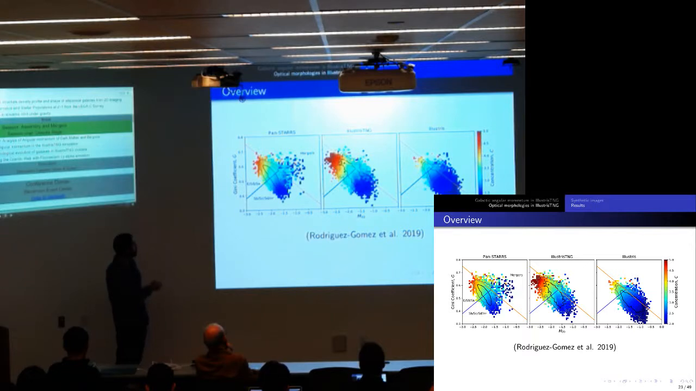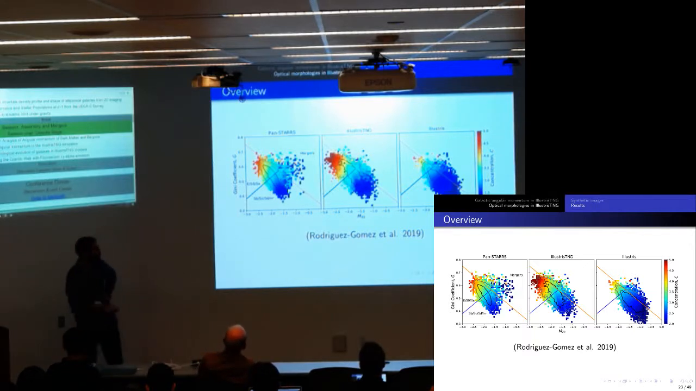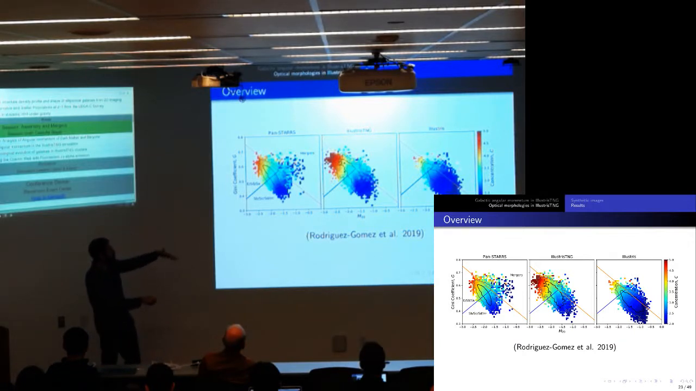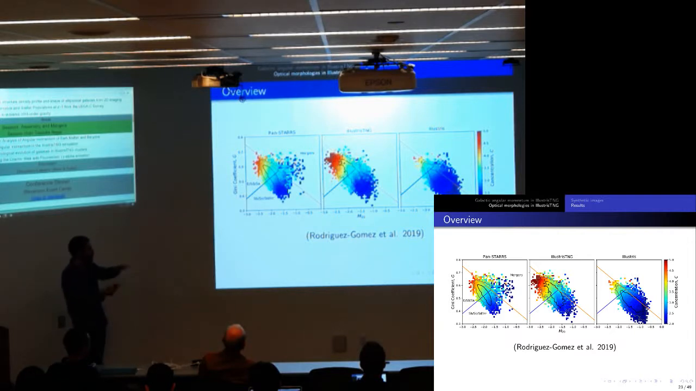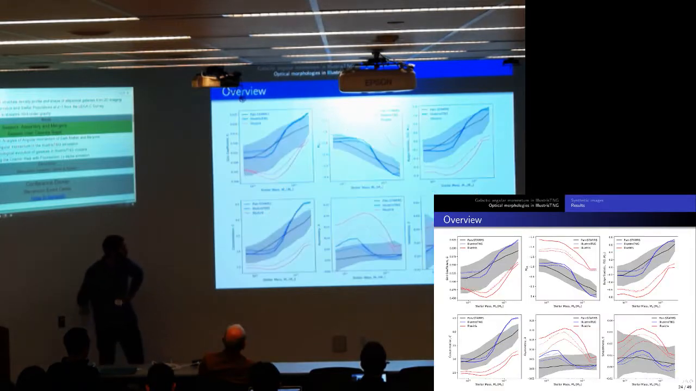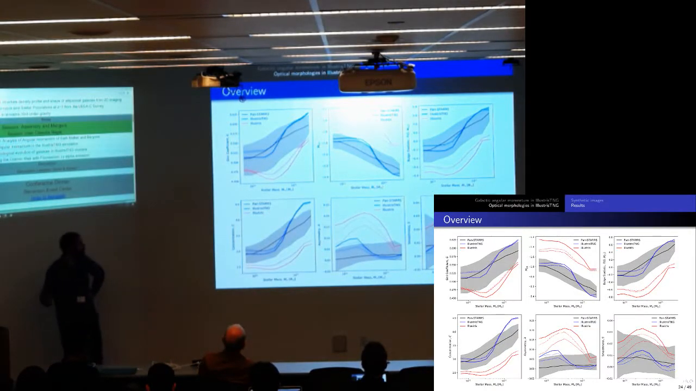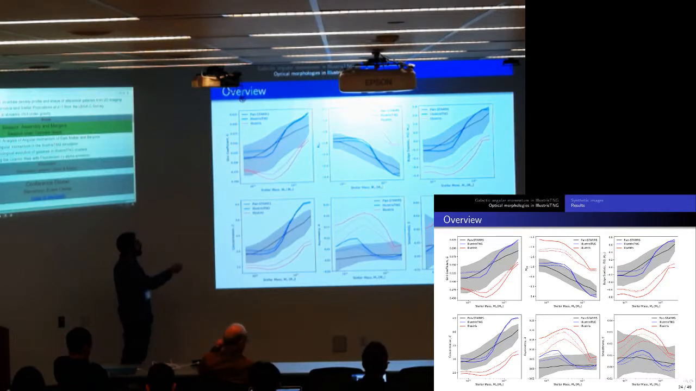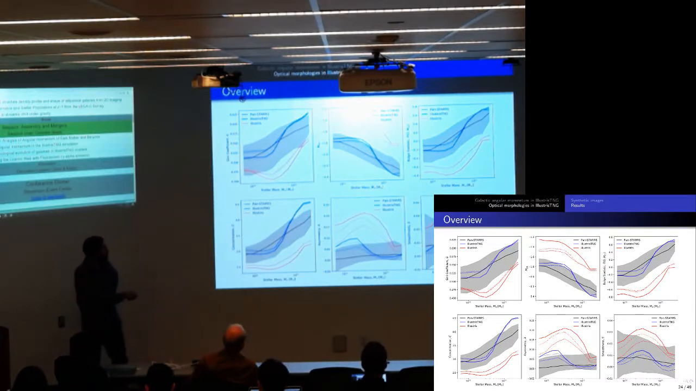This is what we get for the Gini-M20 diagram. I don't have time to explain what this is, but some of you know what this is. This is Pan-STARRS on the left, the observations, and there's IllustrisTNG, and this is the original Illustris. So what this means is that in the original Illustris, galaxies were too disky, and IllustrisTNG is better. We measure many other morphological parameters. Each of these is a different morphological parameter as a function of stellar mass. Black is the observations from Pan-STARRS, blue is IllustrisTNG, and red is the original Illustris.